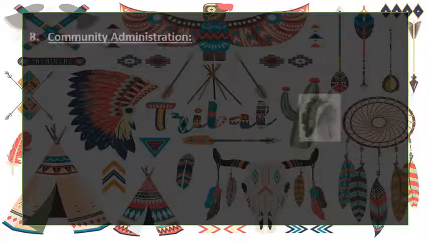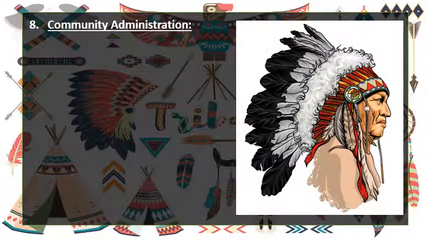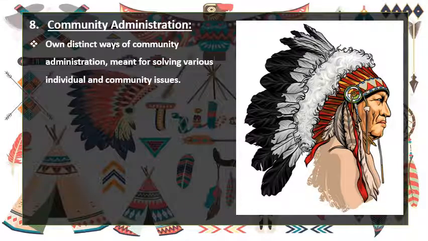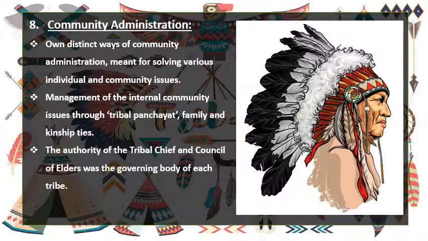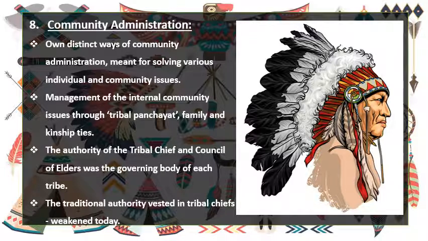Eighth characteristic is community administration. Each tribe has its own distinct ways of community administration meant for solving various individual and community issues. They manage the internal community issues through tribal panchayat, family, and kinship ties. The authority of the tribal chief and council of elders was the governing body of each tribe. They perform various functions like to maintain peace and order within the tribe, to settle various disputes, to do justice, to control behavior of the members, etc. The traditional authority vested in tribal chiefs has weakened today.